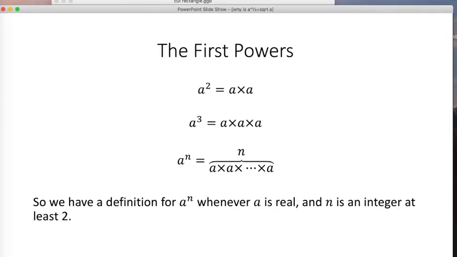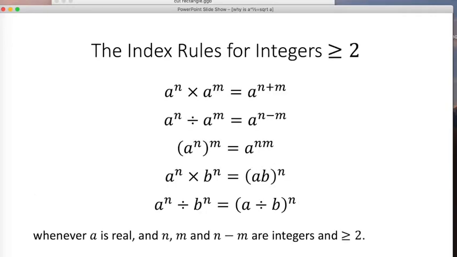We haven't done any real mathematics yet. All we've done is made a definition. But it does enable us to prove some theorems. And here they are. So these are the index rules. And these are true whenever a is real and whenever n and m are integers at least 2. And in this case, we need n minus m to be an integer at least 2, because otherwise that doesn't mean anything.